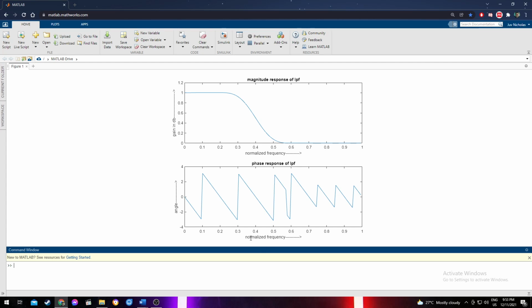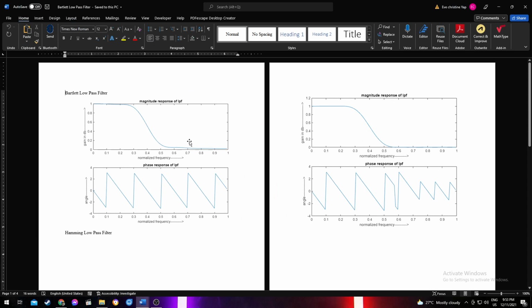So to better compare Bartlett and Hamming window, we can see here on the left is the Bartlett low pass filter, on the right is the Hamming low pass filter. In the Hamming low pass filter, we can see that the gain in dB from 0 to 0.2 is equal to 1, but in the Bartlett low pass filter, we can see that it is slightly decreasing before it exponentially decreases from 0.2 to 0.5. Then it decreases slightly from 0.5 to 1.